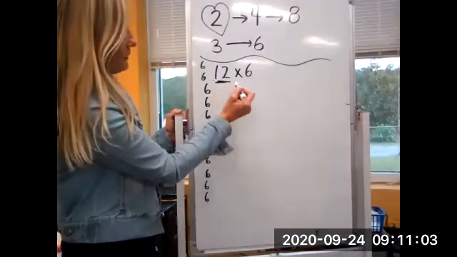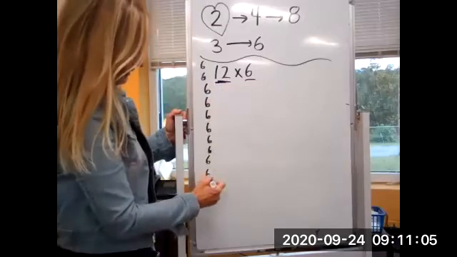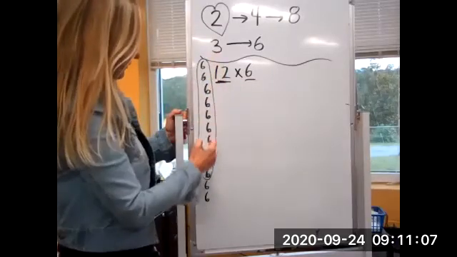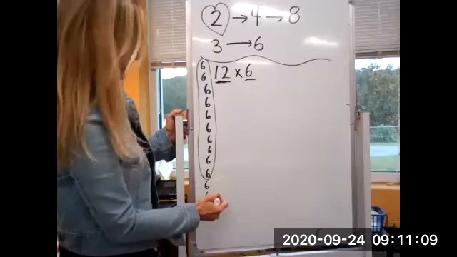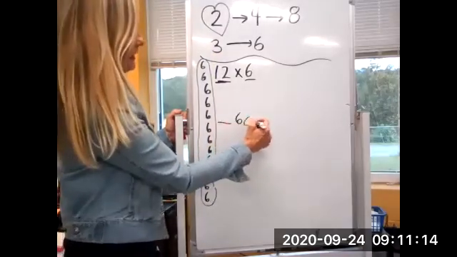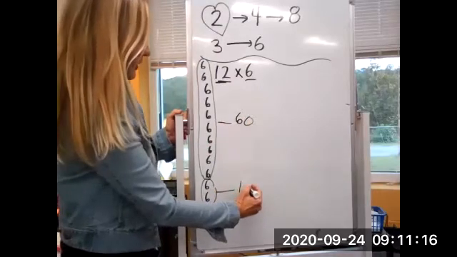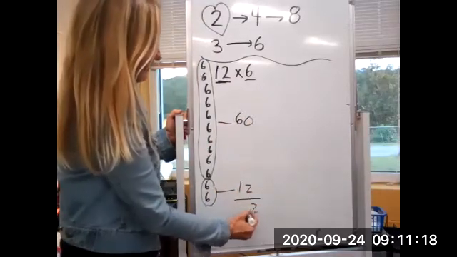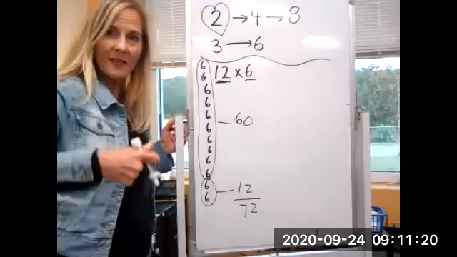But this 12 groups of 6, really, 12 is made up of a group of 10, and then 2 more. So 10 times 6 is 60. 2 more groups of 6 would be 12. Easy to add together, put together, and you get 72.